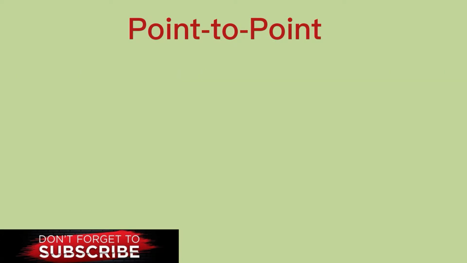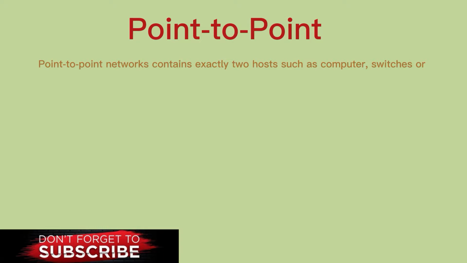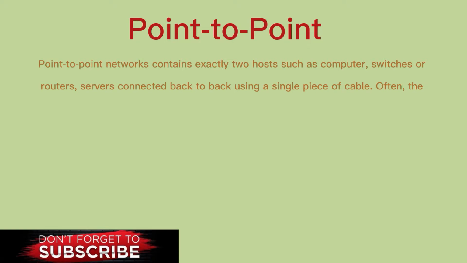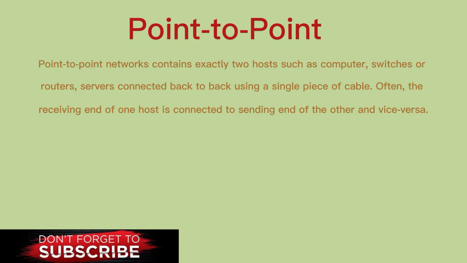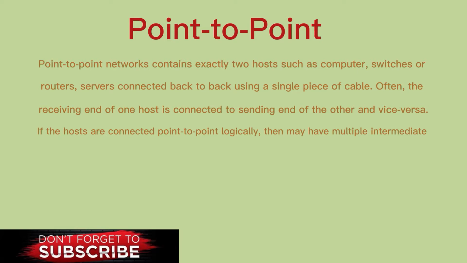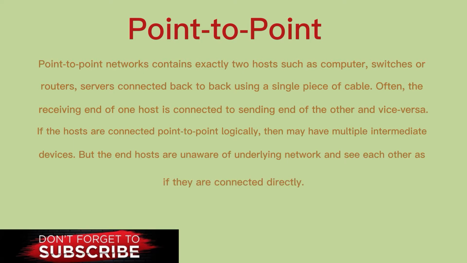Point to point. Point to point networks contain exactly two hosts, such as computers, switches, or routers, servers connected back to back using a single piece of cable. Often, the receiving end of one host is connected to the sending end of the other and vice versa. If the hosts are connected point to point logically, then there may be multiple intermediate devices. But the end hosts are unaware of the underlying network and see each other as if they are connected directly.